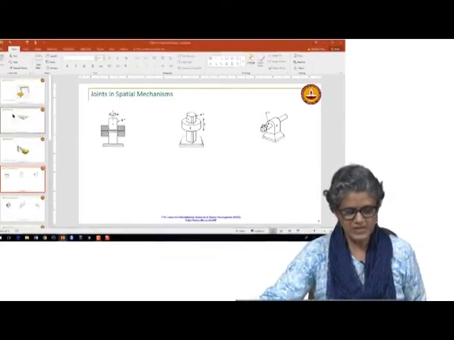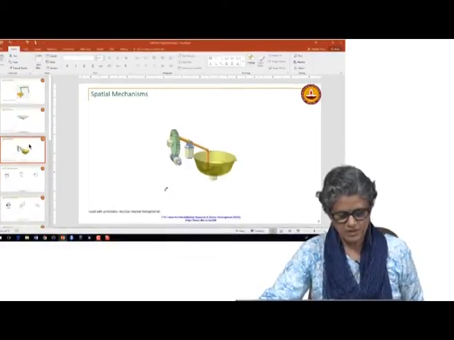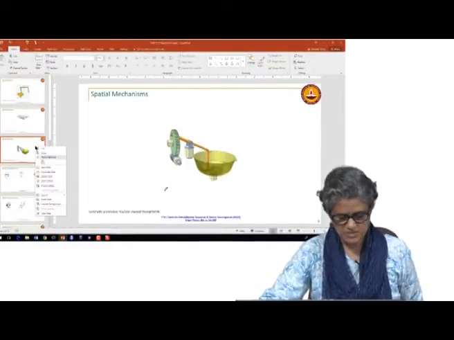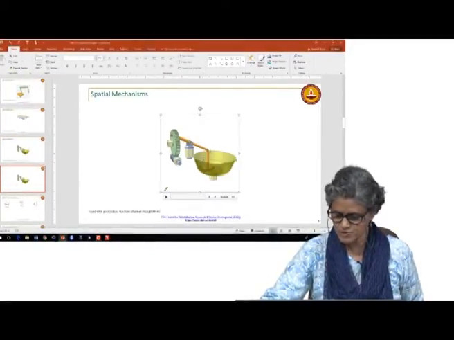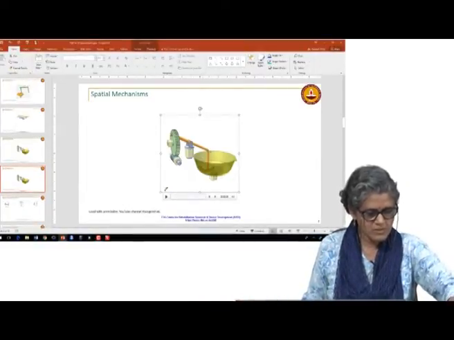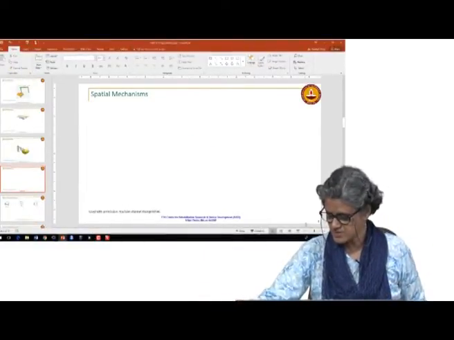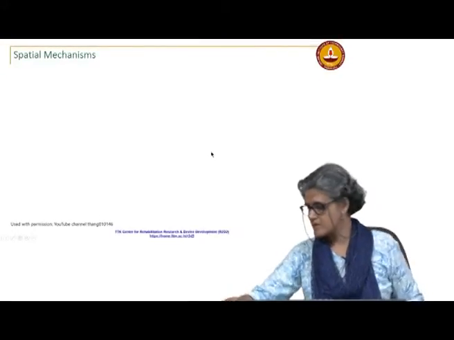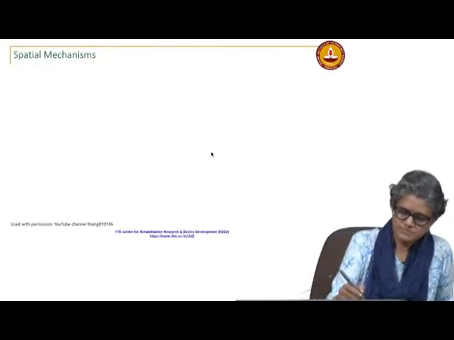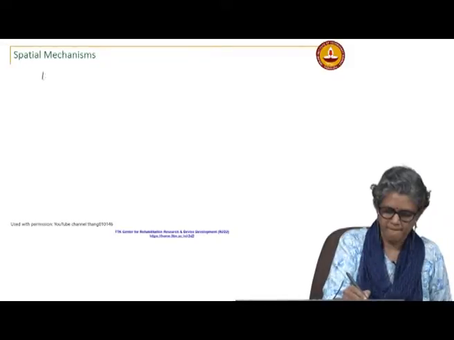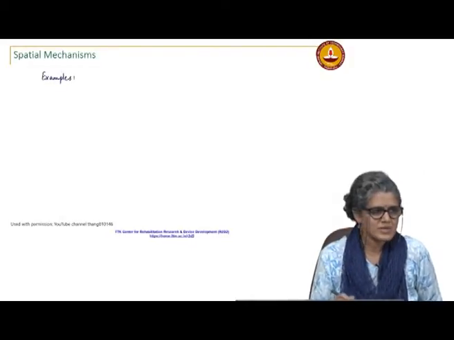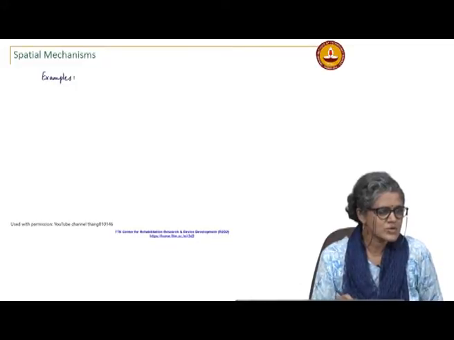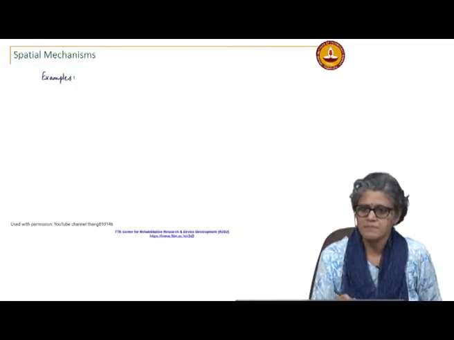So, you have other examples. Can you think of any examples you may have seen of spatial mechanisms where the motion does not just happen in one plane? Other examples? That you may have seen? Not necessarily linkages, but anything where you can't describe the motion in just one plane.